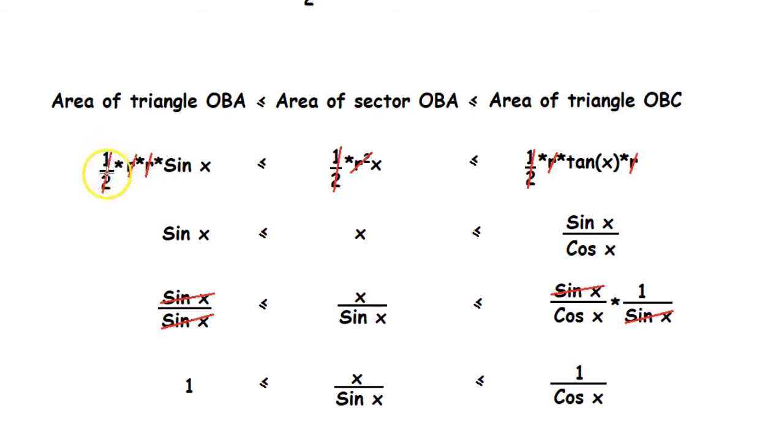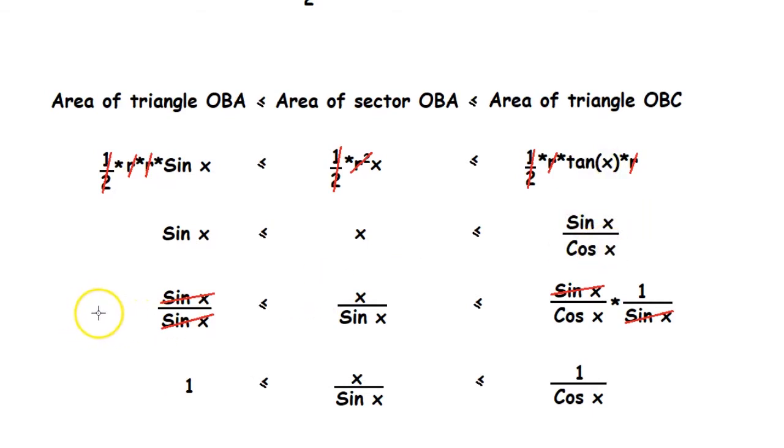So that will be half into R sine x is less than or equal to half into R squared x is less than or equal to half into R tan x into R. From all of this we can cancel off half R squared. So that will finally give us sine x is less than or equal to x, which is less than or equal to tan x, which can be written as sine x divided by cos x.